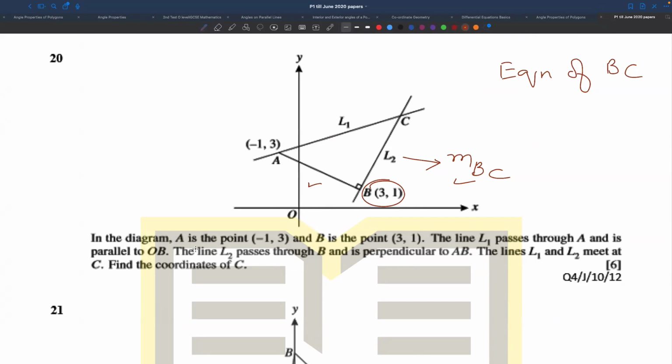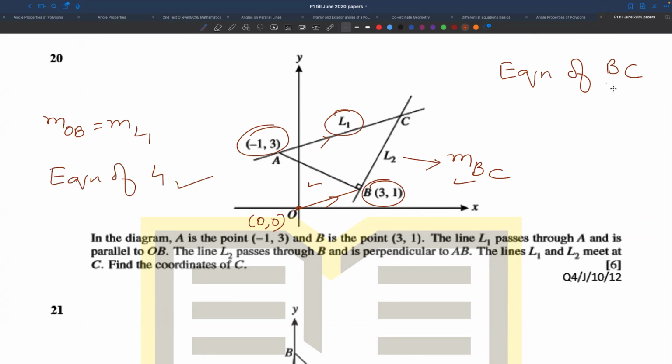The line L1 is parallel to OB. What is O? 0, comma 0. Can I find the gradient of OB? Yes. Which means I can find the gradient of L1 as well. Equal, right? Parallel so equal. Right? So if I have the gradient of L1, I have a point on L1. Can I find the equation of L1? Yes. I have this equation, I have this equation, solving simultaneously, I can find C as well.